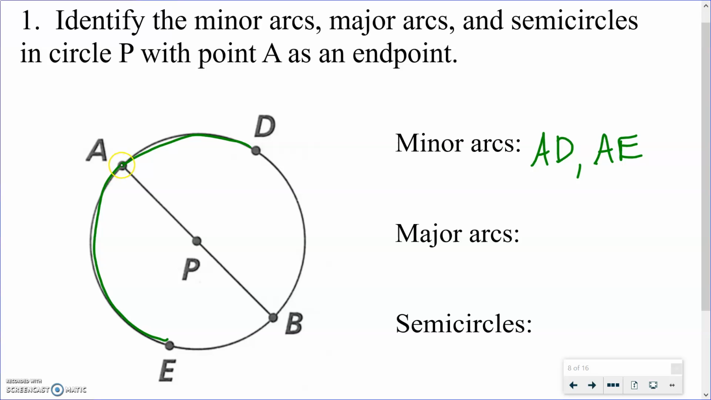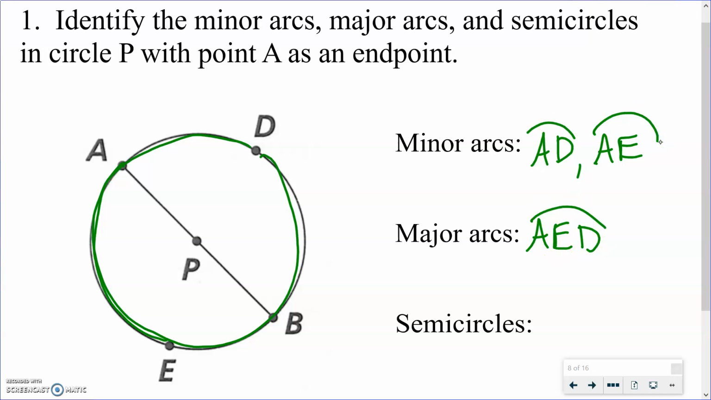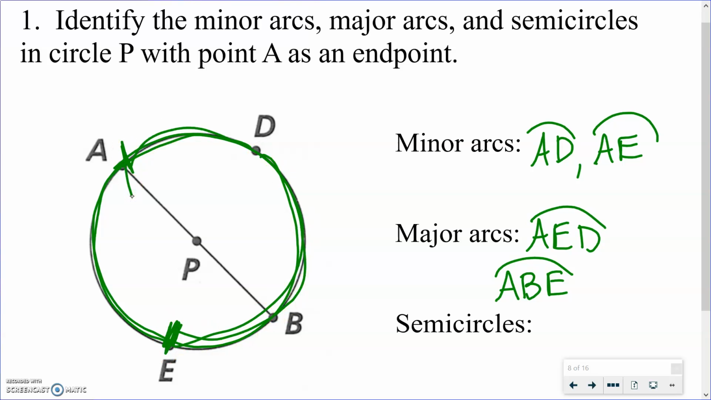Major arc would be one that's larger than half a circle. So we name it with 3 letters so we can say which direction it goes. So we can name it AEB, or sorry, AED, because that's over half a circle. We could name one ABE, which is a different one, but they both have A as an endpoint. So ABE would be from here all the way around to here, okay?